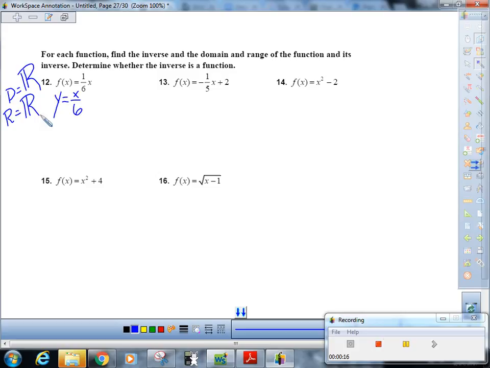All right, so now we want to find the inverse. To find the inverse, we switch the x and the y, and we solve it for y. So what do we do to solve this for y? Multiply both sides by 6, and you end up getting y equals 6x. Okay? The domain for this one is all real numbers, and the range for this one is all real numbers. So that's a start. How about we look at 14 next?